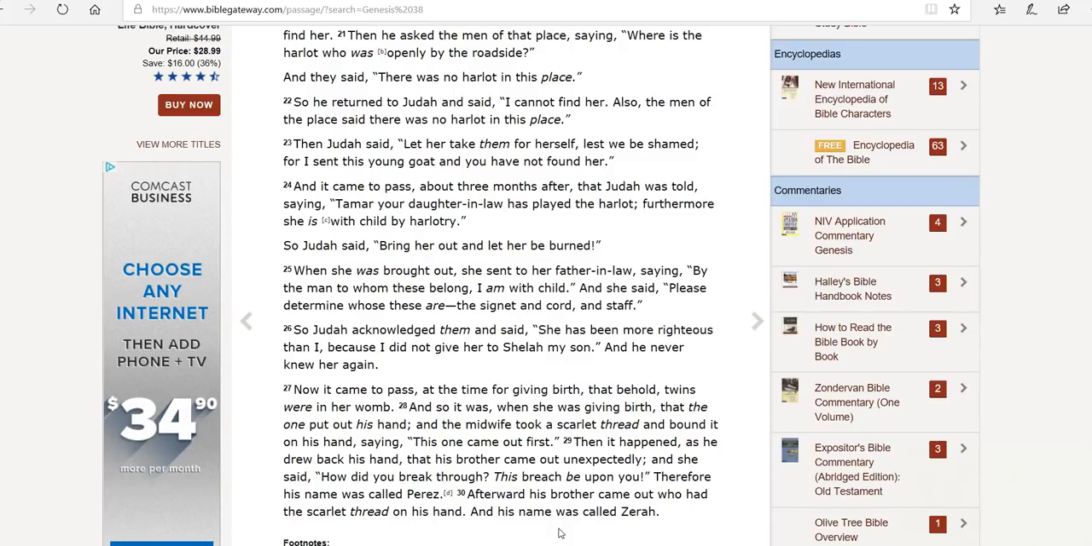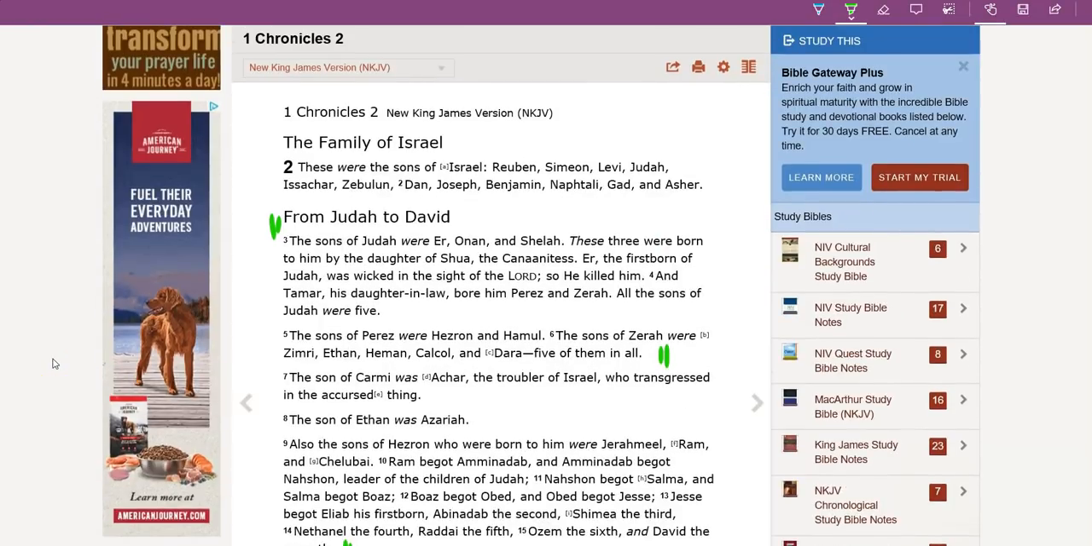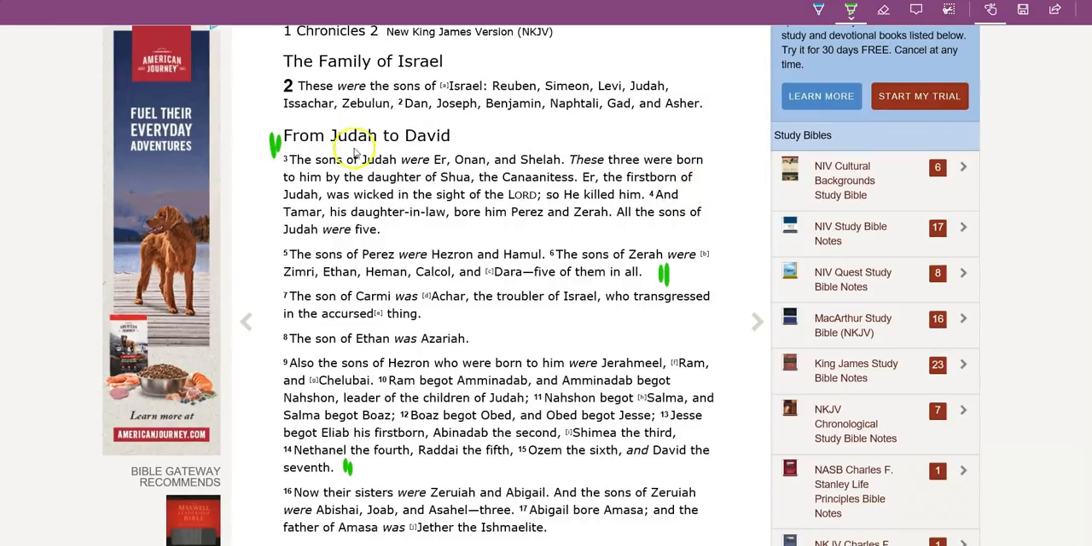Okay? All right. So let's take a look at, let me see, I already did 49. Let's take a look at this right quick. The family of Israel. Okay? So here are the sons, the tribe names. So from Judah to David, we're just going to look at a few of them, okay? So the sons of Judah were Onan and Shelah. We know about that, right? Two of them died. This one was not offered to Tamar, right? So these three were born to him by this particular woman. That was his wife, okay? Tamar, his daughter-in-law, bore him Perez and Zerah by Judah through pretending to be a harlot, right? So all the sons of Judah were 5.